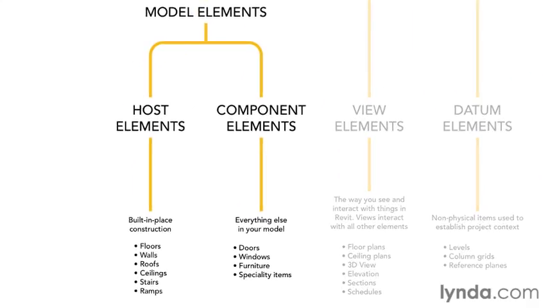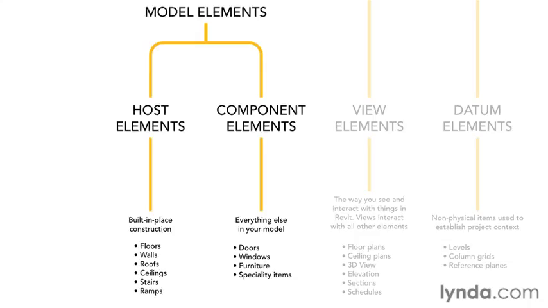On the model side of the branch, we can see that it branches into two subcategories of host elements and component elements. Now, host elements is really just another name for system families, and so those aren't the ones we're going to be talking about. You can see from the diagram it's the walls, the floors, the roofs.